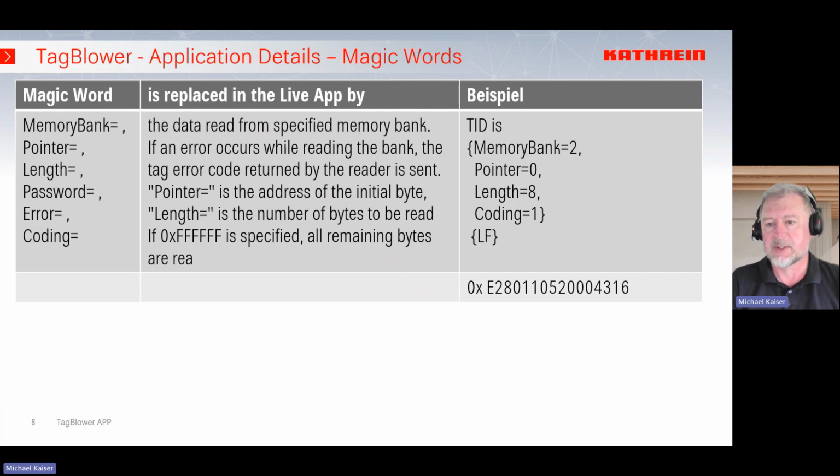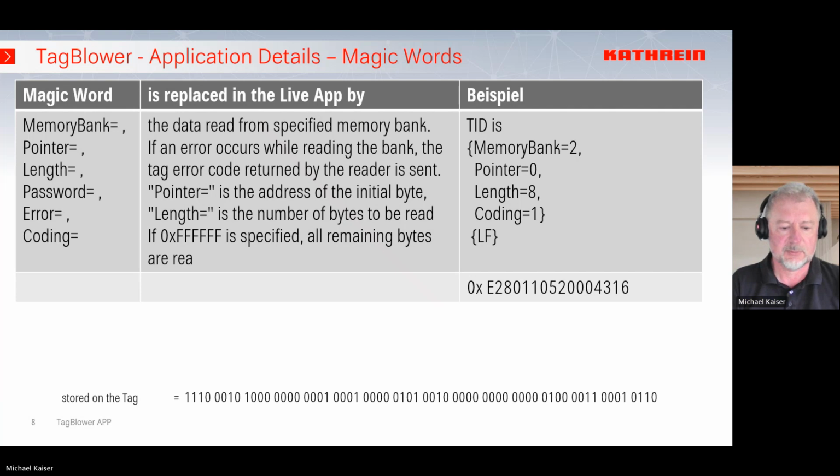In our case, we have this example with a TID, the transponder ID memory bank. This is memory bank number 2. We read from the beginning and we read a length of 8 bytes. So in our case, we have this information here, and you see we have 1110, and these are corresponding for hex data with the E.